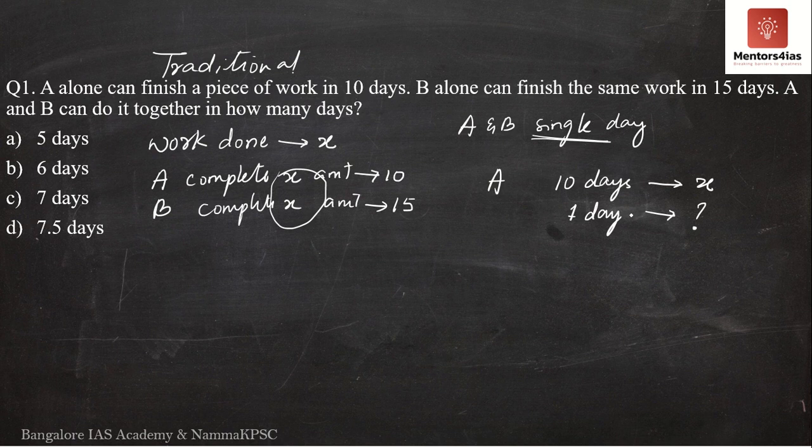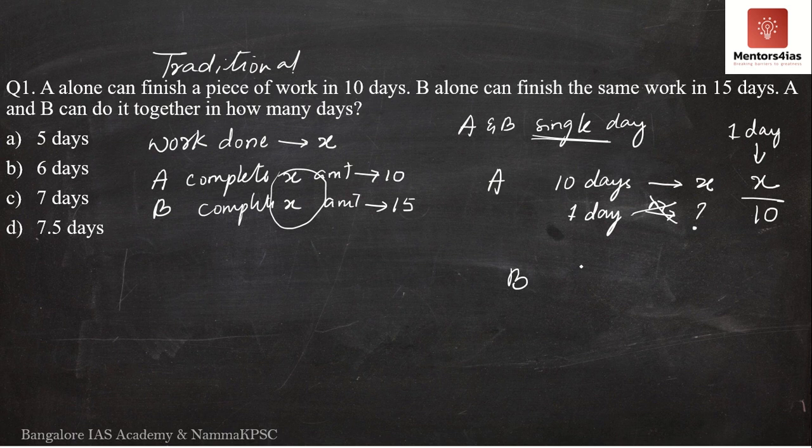I only have to cross multiply. If A takes 10 days to complete the entire X work, in one day how much work will he complete? Nothing but cross multiply. You multiply X by 1, that is nothing but X, and take 10 to the other side. So A completes X by 10 amount of work in one day.